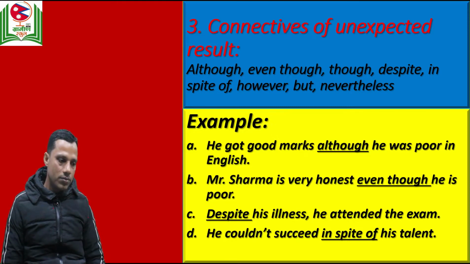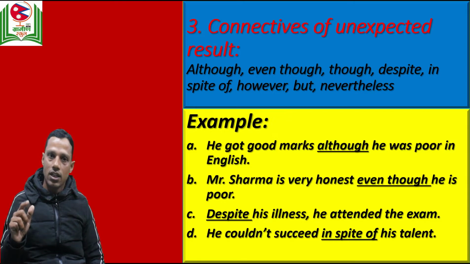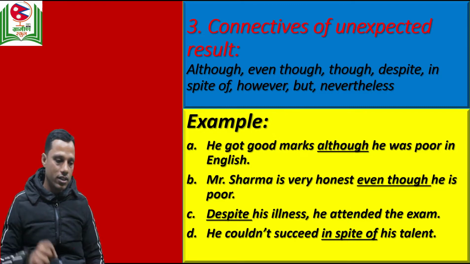But in case of the connectives like despite and in spite of, you can notice that after in spite of and despite, we use a noun phrase, right? But on the contrary, the connectives like although, even though, and though are used with a clause. But in case of despite and in spite of, there must be a noun phrase after the blank space. So you need to notice whether there is a clause or a noun phrase after the blank space in the given sentences.